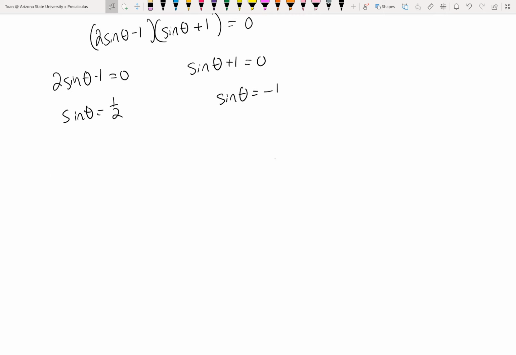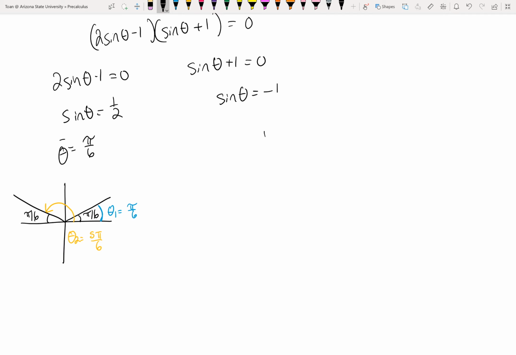Now for the left equation, the reference angle, what angle has a sine value of 1/2, is going to be pi/6. Since it says sine theta equals positive 1/2, I know that sine is positive in the first quadrant and in the second quadrant. So a reference angle of pi/6 gives us actual answers of theta 1 is pi/6, and theta 2 is, what's that, 5pi/6.